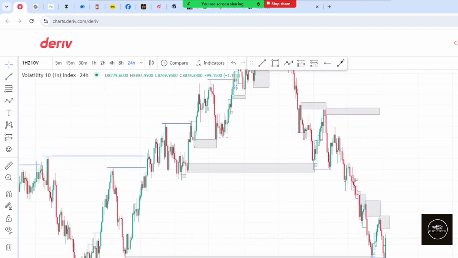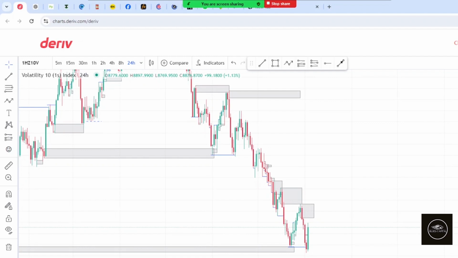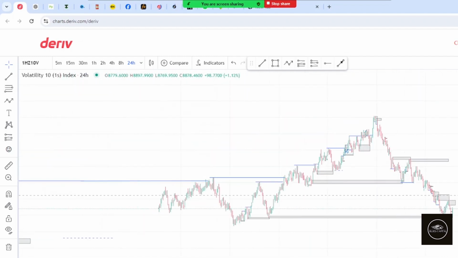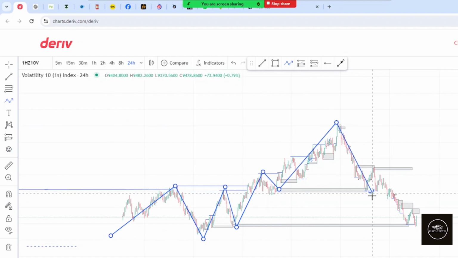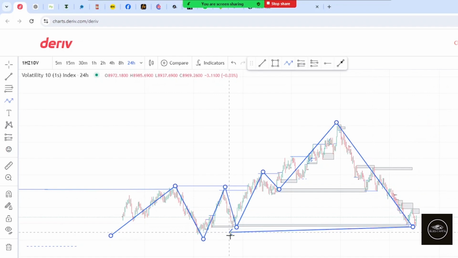What we are going to be looking out for is a short sell, because the main trend is bullish. Remember, the main trend is the bullish trend. All these are showing the market is bullish. So the market might respect the demand zone and start pushing up.